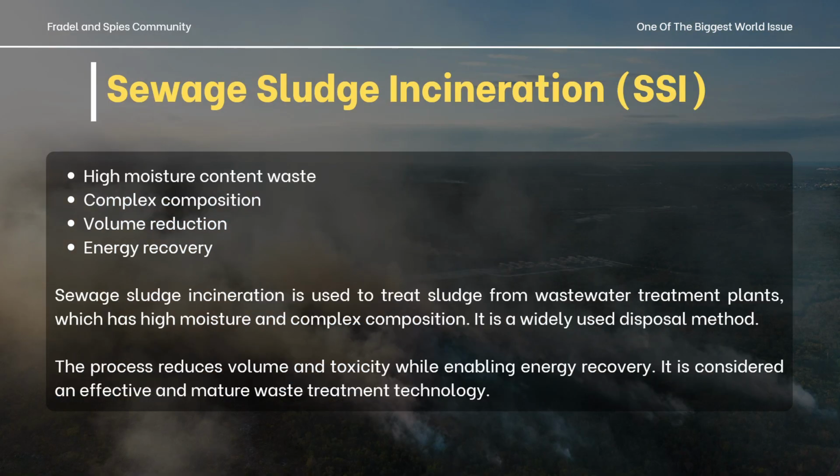Next is the sewage sludge incineration, or SSI. It is the high moisture content waste, with complex composition, volume reduction, and energy recovery. The sewage sludge incineration is used to treat sludge from the wastewater treatment plant, which has a high moisture and complex composition. It is a widely used disposal method. The process reduces the volume and toxicity while enabling the energy recovery. It is considered an effective and mature waste treatment technology.